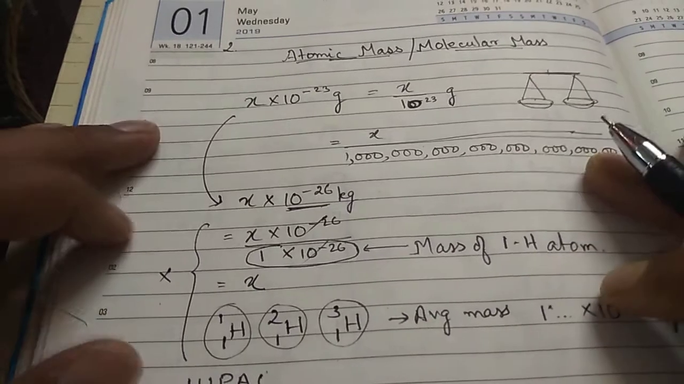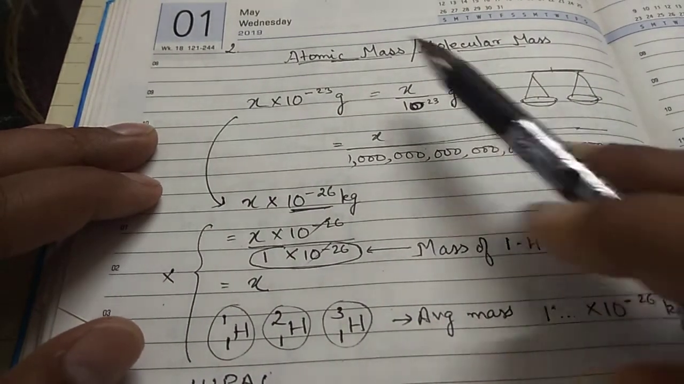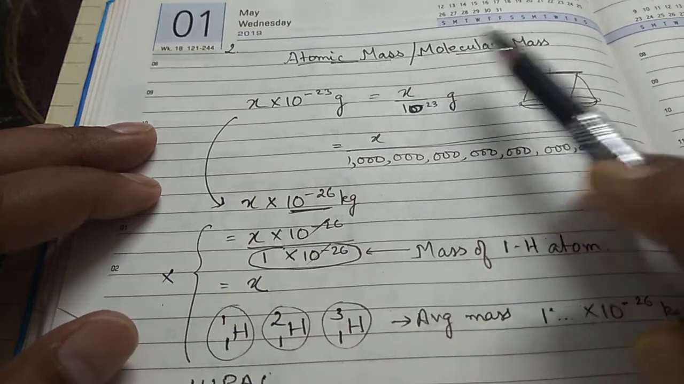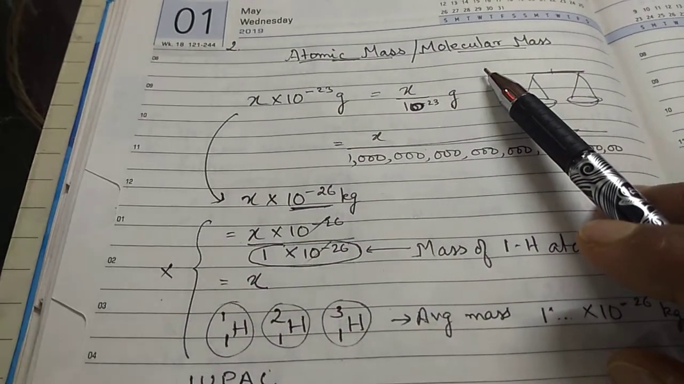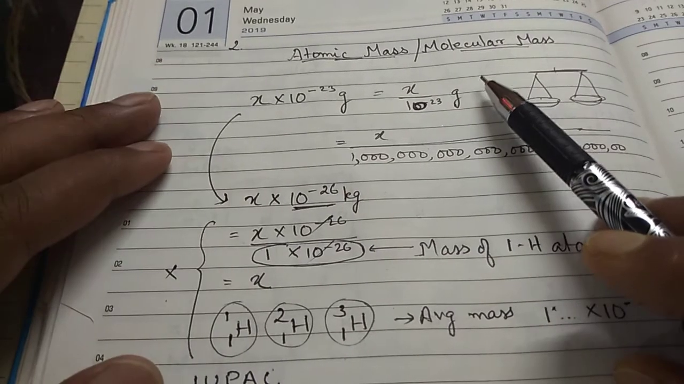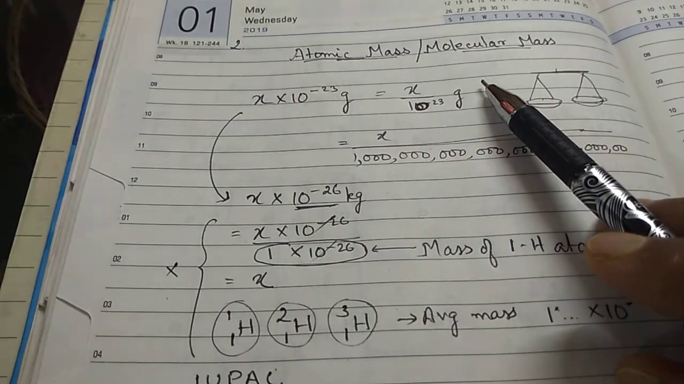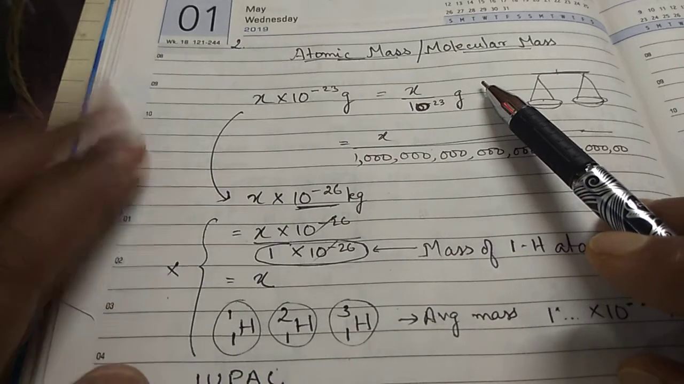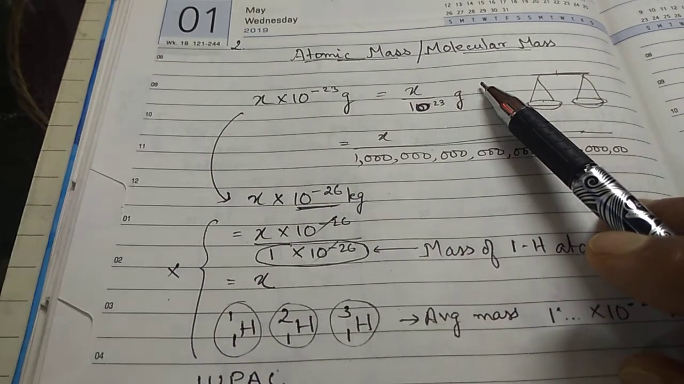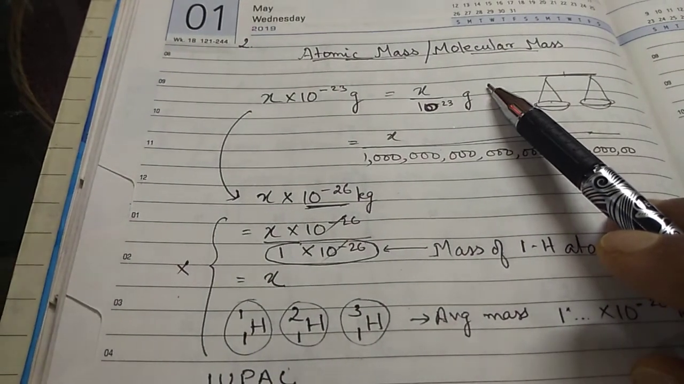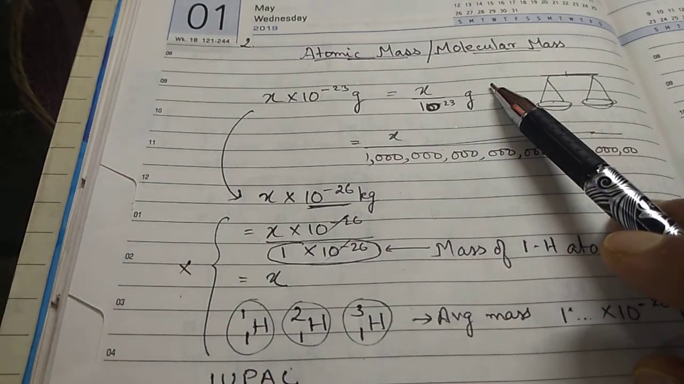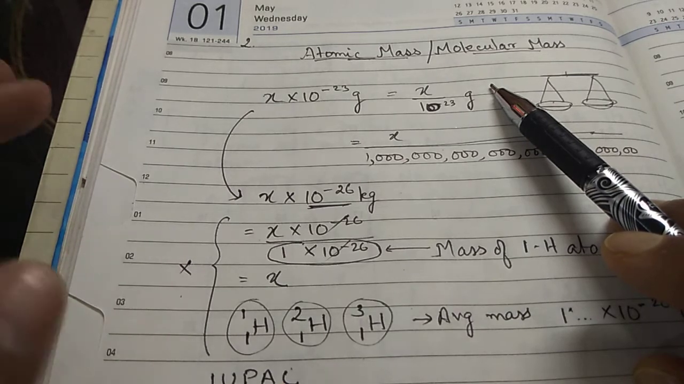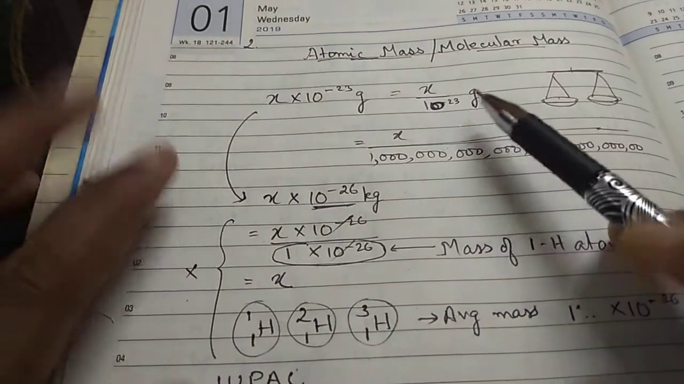Hello children, in this video I will be discussing the concept of atomic mass and molecular mass. When we talk in terms of chemistry, mass and weight can be taken as interchangeable terms. That means atomic weight and the weight of molecules. Now we know that atoms are extremely small particles, so obviously their mass or weight will also be extremely small.